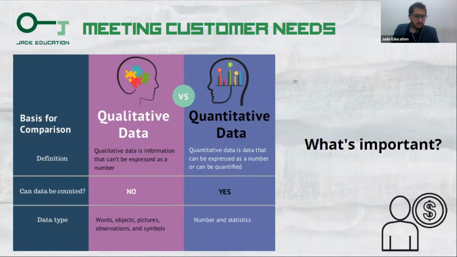Something else you need to know is qualitative and quantitative information. Qualitative cannot be counted. It's all to do with opinions, beliefs, something like that. As opposed to quantitative, it's more statistical information, numbers. Yeah. So that's the simple distinction between the two types of data that you could collect.